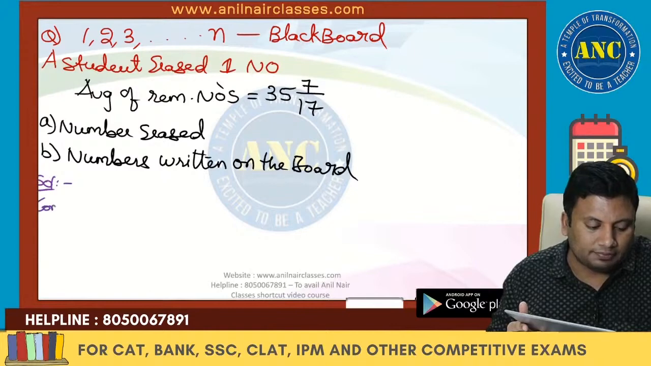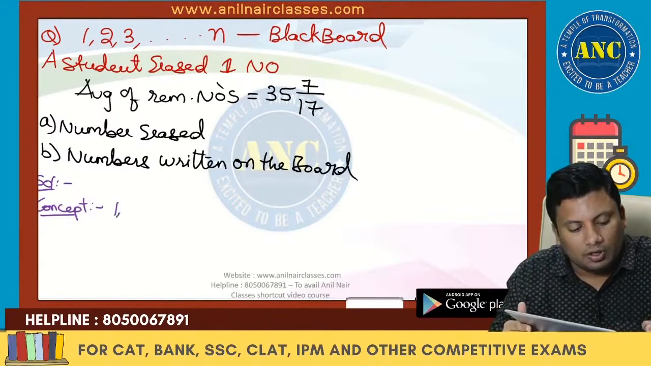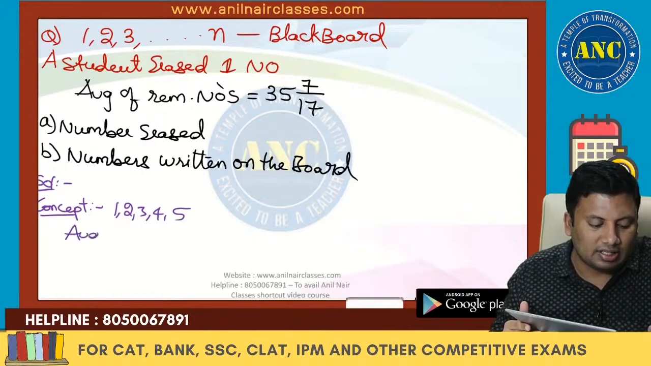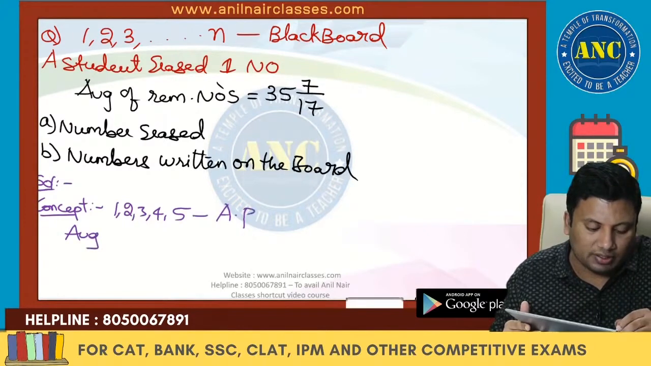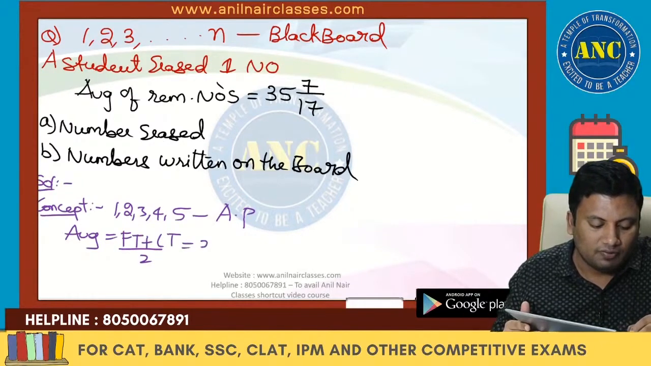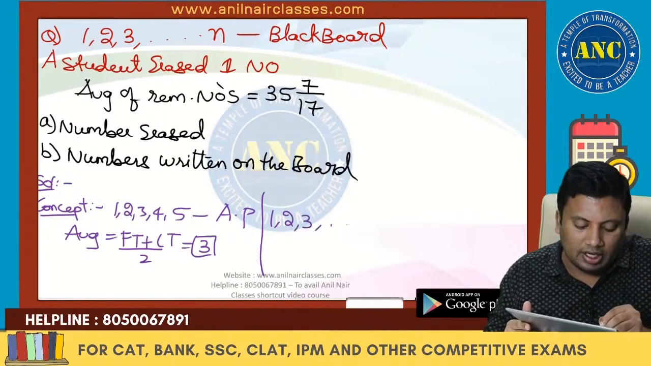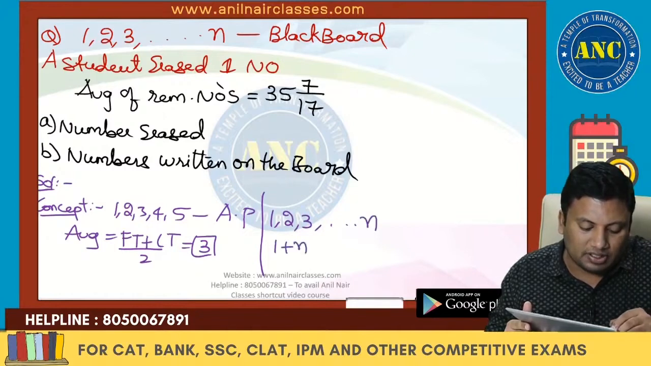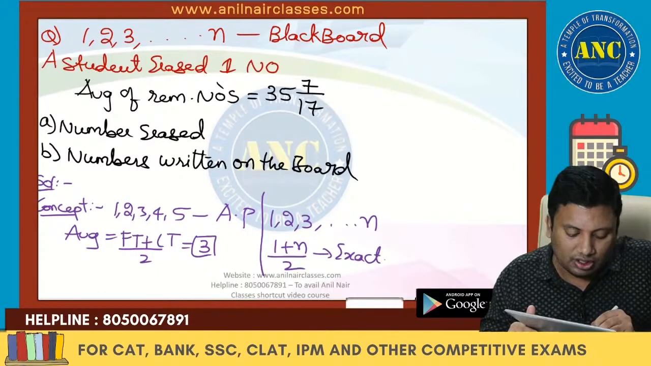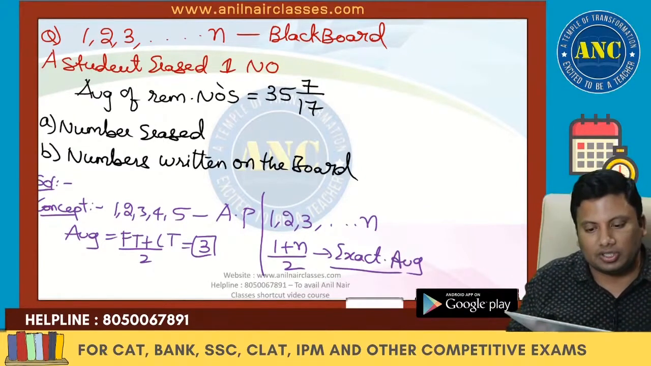Suppose the concept. Now see here: 1, 2, 3, 4, 5. The series is in arithmetic progression, so the average is given by first term plus last term by 2, which is nothing but 3. Similarly, for 1, 2, 3 and so on up to n, it is first term plus last term by 2, which is (1 + n)/2. This is the exact average.